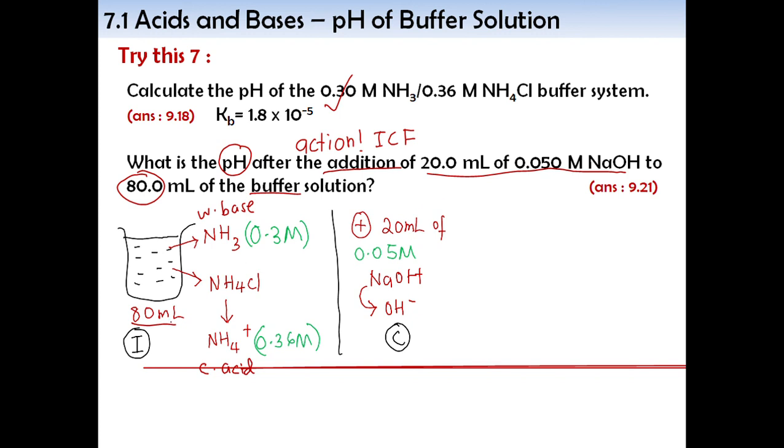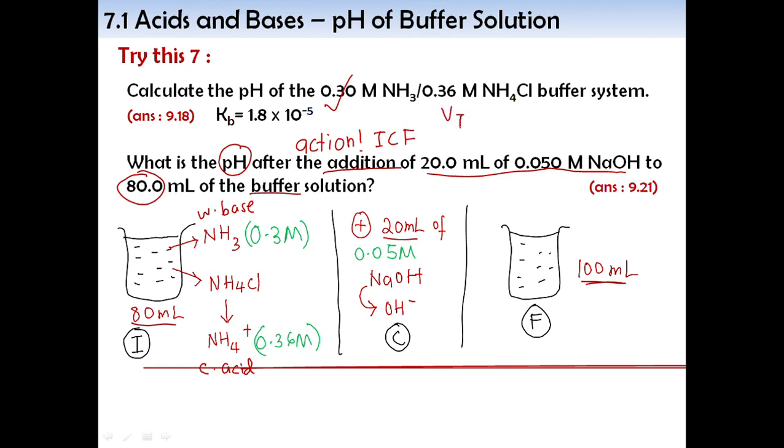Kalau awak ada 80, awak tambah 20 ml. What's happened to the final volume? Dah jadi 100. So again, your initial volume not equal to your final volume. Jadi yang ni awak kena buat apa? ICF table dalam bentuk mol. Okay? Jadinya, your first step is equation.